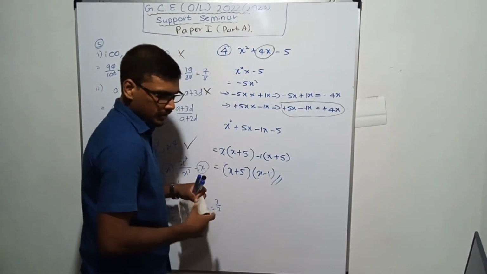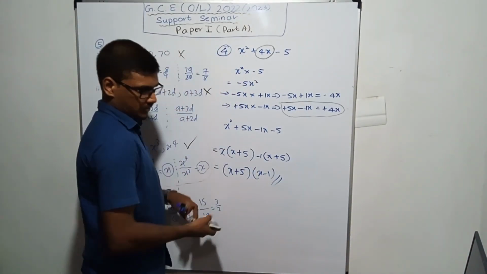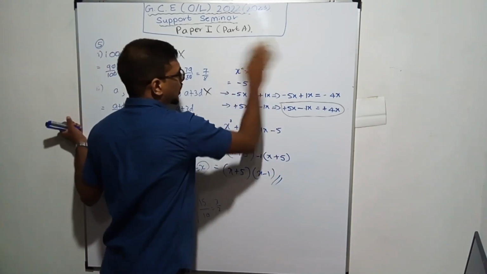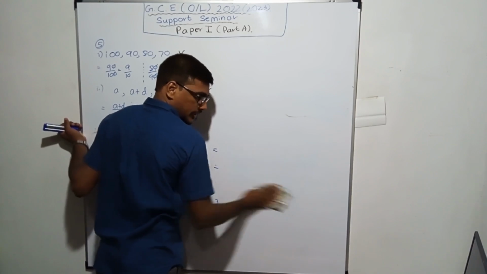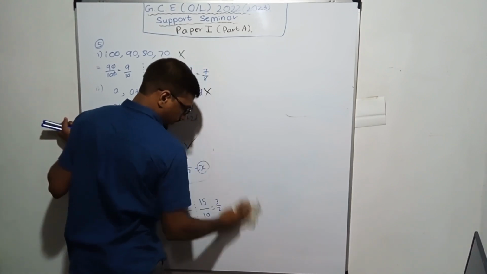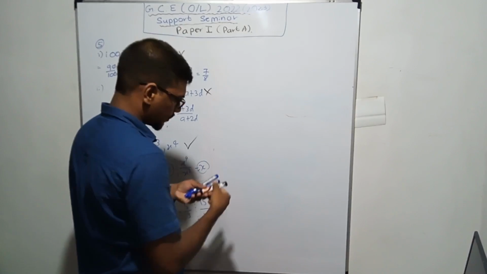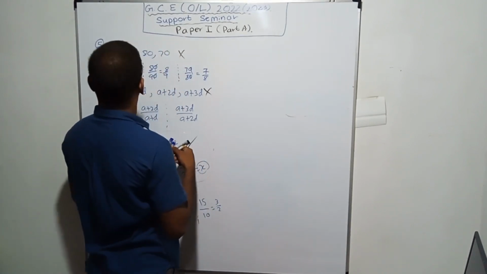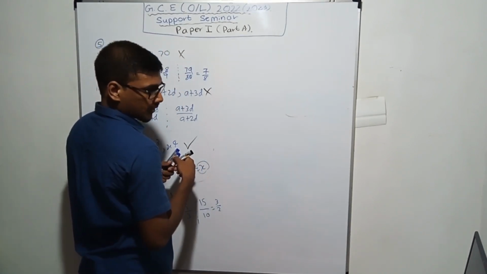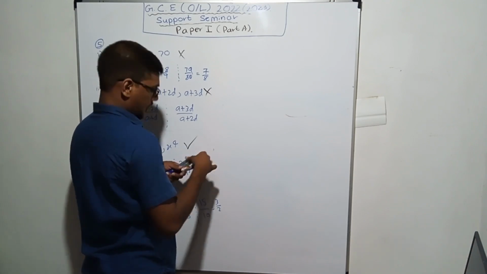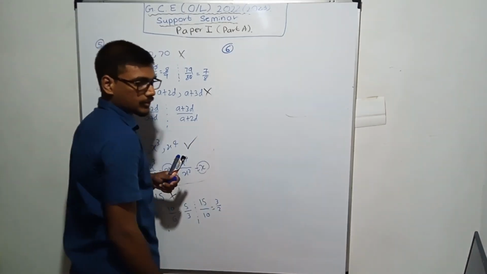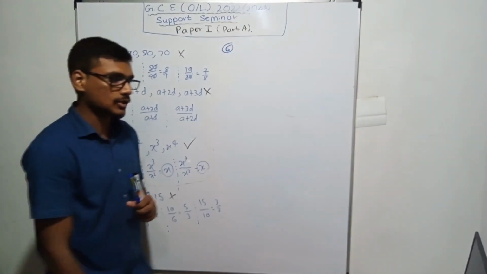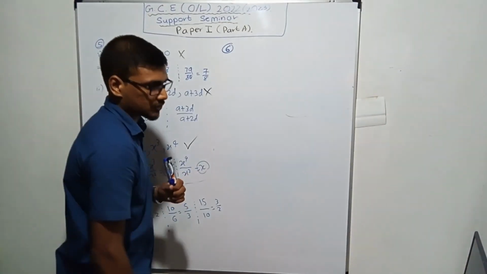In the figure, UT equal to TS equal to SR, and what else? TV equal to VS. So question number 5. No, the question number 6 is there. So question number 6. They have given: find the least common multiple of the following algebraic expressions.